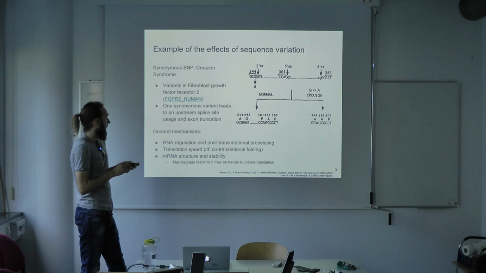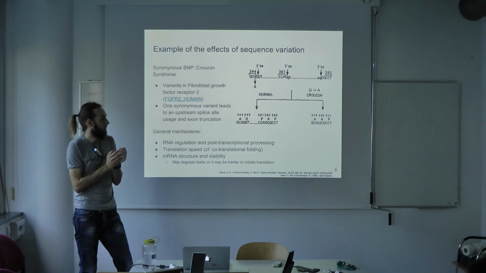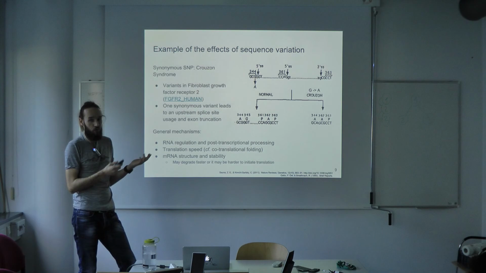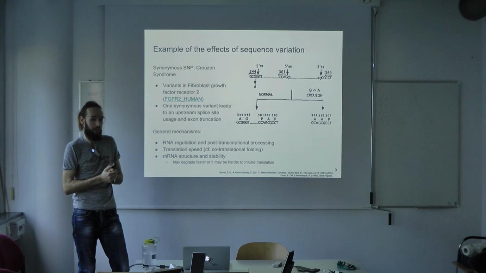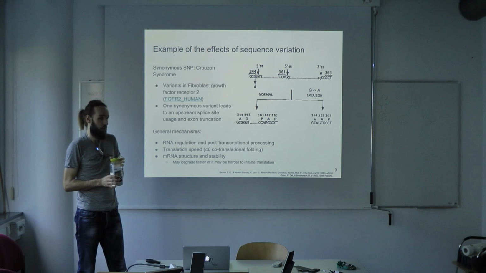And then there's also all kinds of post-transcriptional processing, which of course also includes splicing, but there's also other things that are being modified, for which it may not matter what the codon looks like, but where you just have a certain motif, and if you change the nucleotide there, then that recognition may not work anymore. So there's actually many ways in which this can still have an effect. It may be less common than when you have a non-synonymous SNP, but it's still very much possible.